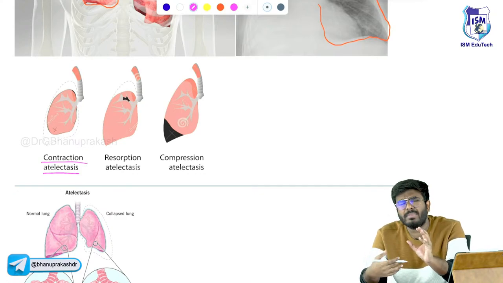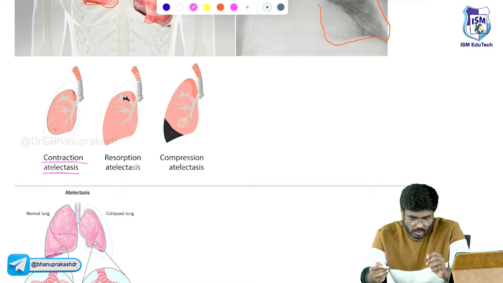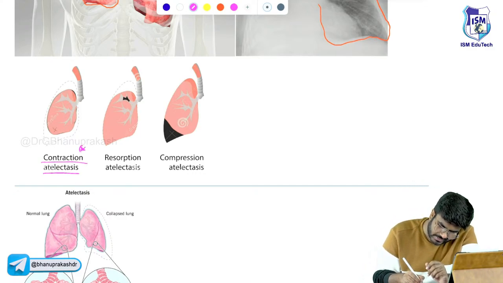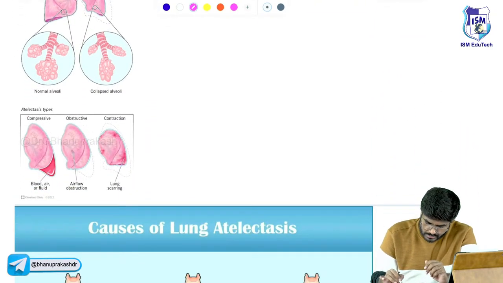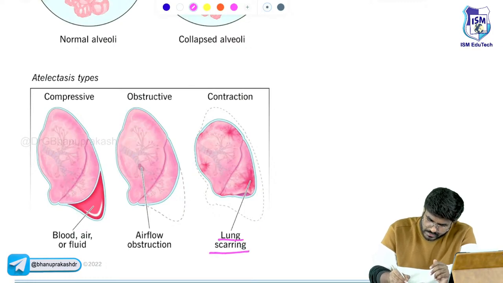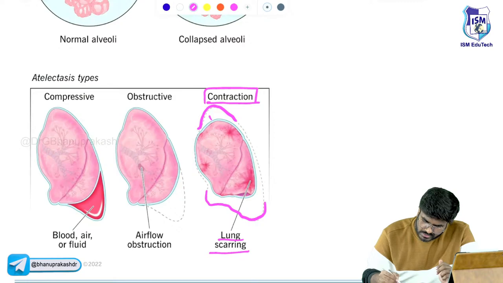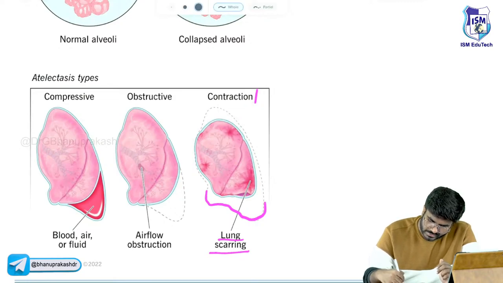Because of some repeated injury, the lung becomes fibrotic. So now you cannot open it, and air is not going to that area. So it is contraction atelectasis. You can see here the scarring. Even look here, the atelectasis of three types. Lung scarring will lead to contraction atelectasis. This is the normal size of the lung, but the lung got smaller. That is contraction atelectasis.